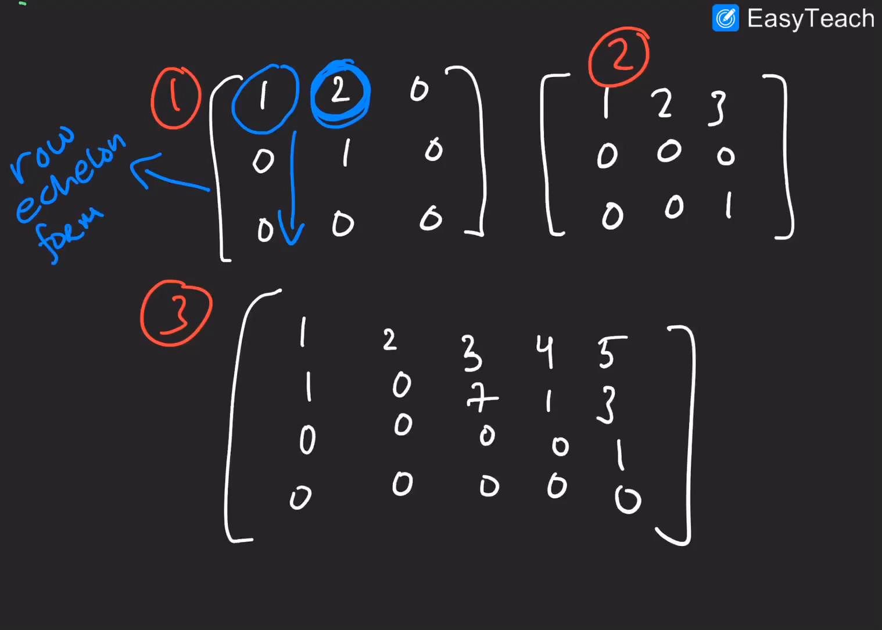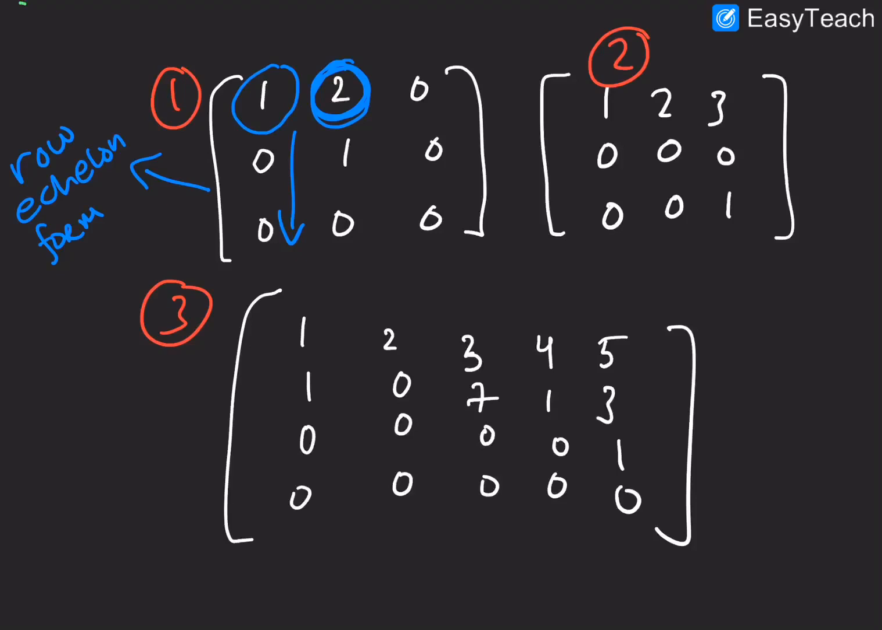Okay. If in problem number 1, that 2, let's say, was a 0, well, now that's in reduced row echelon form. Okay. But as it is, it's in row echelon form. All right. So let's look at number 2.